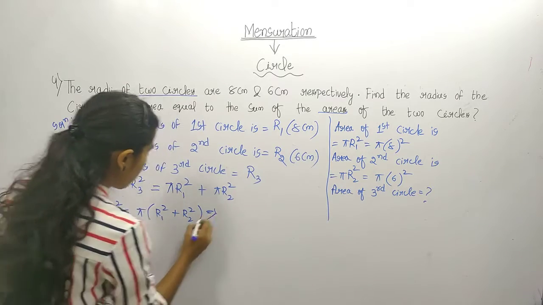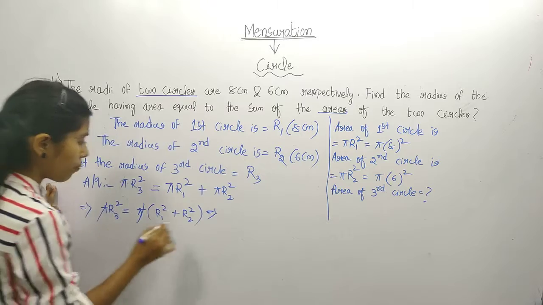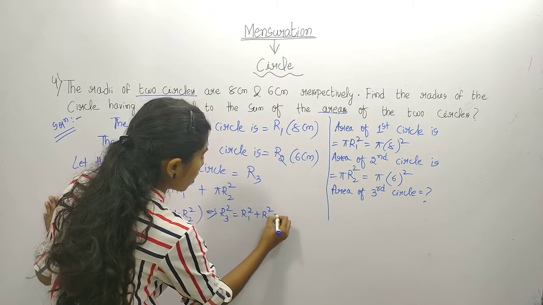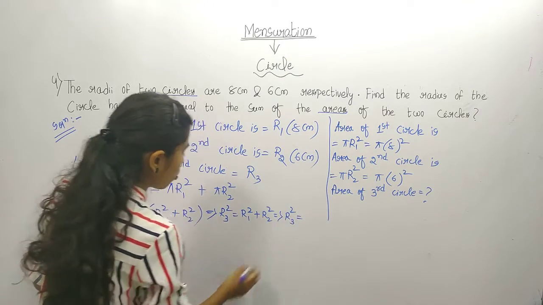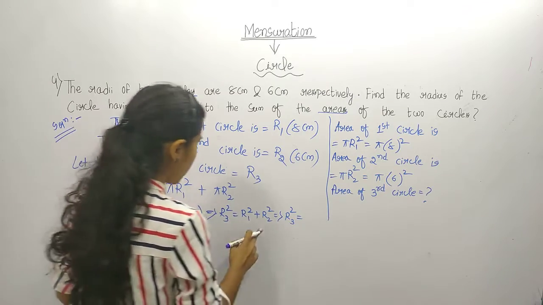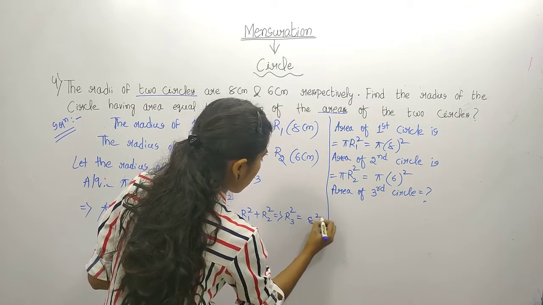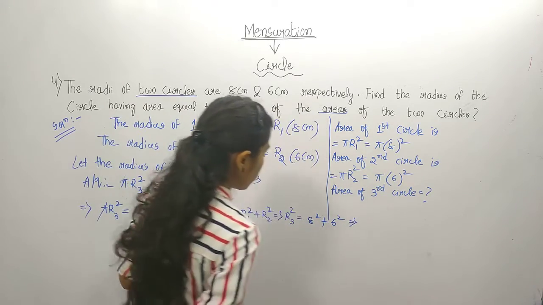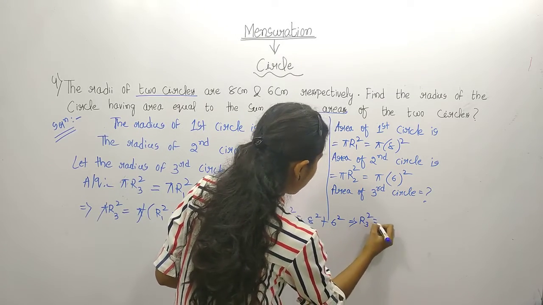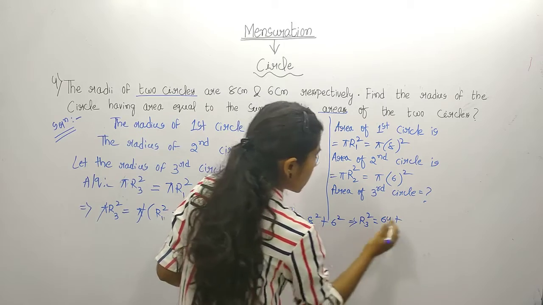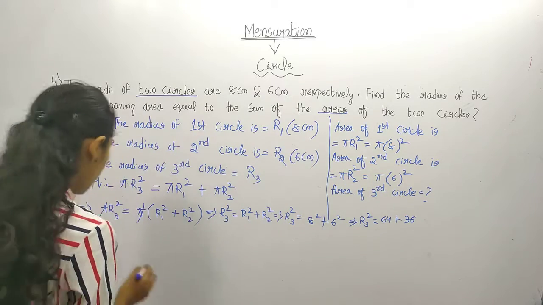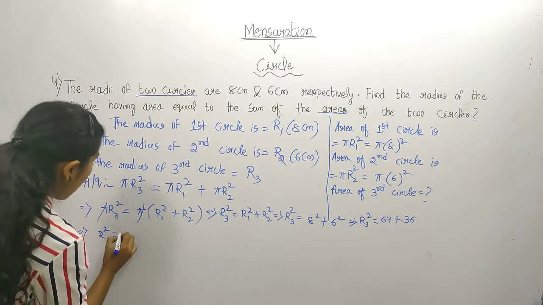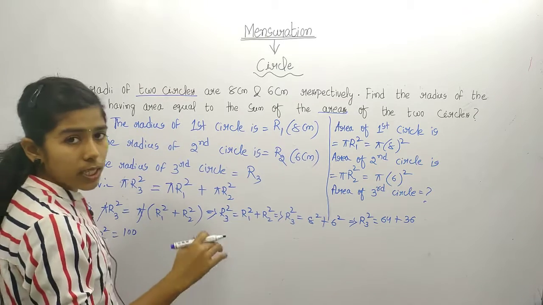So that implies pi and pi will cancel each other. So r3 square equals r1 square plus r2 square. So r3 square equals, r1 square means 8 square plus r2 square means 6 square. So r3 square equals 8 square is 64 plus 6 square is 36. So r3 square equals 100. Okay, 64 plus 36 is 100.